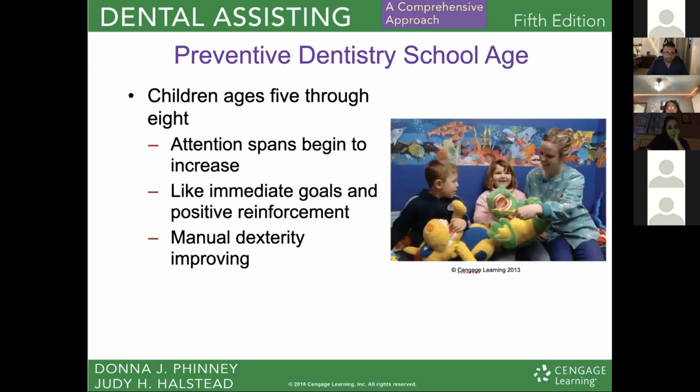So children ages 5 through 8, children in this age group can begin to take a more active role in the oral hygiene. Their attention spans begin to increase. Brushing and flossing skills can be taught and practiced. Videos, cartoons, and pictures can help with these skills. And children at this age like to learn and strive to please the adults in their lives.